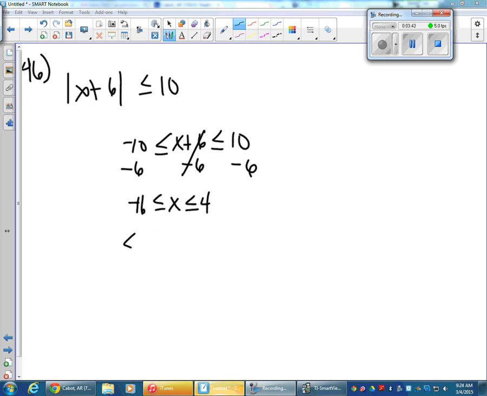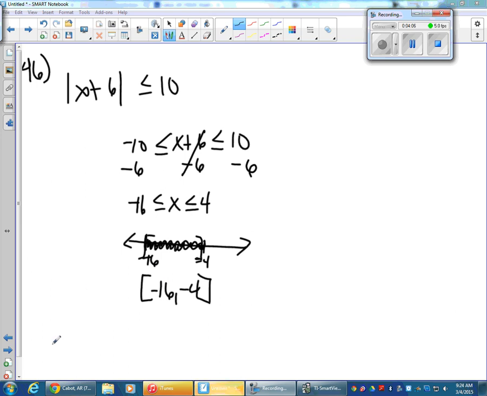What that would look like on a number line is I'd start at -16, go all the way to 4, and put a bracket because it's less than or equal to. I'll do one that's not a bracket in a second. I'm going to shade in between them because x is in between them. In interval notation, that would be from -16 to 4.